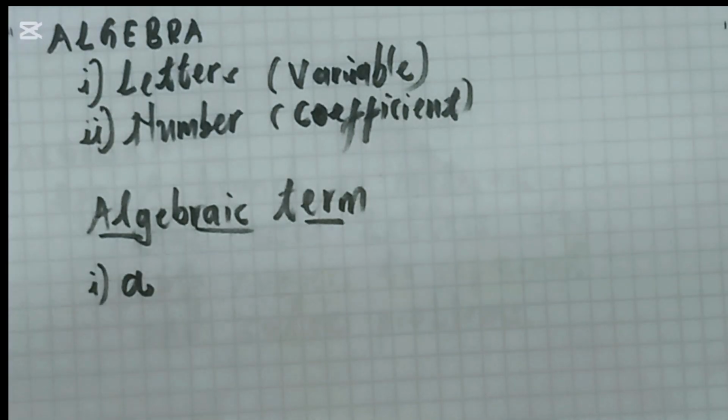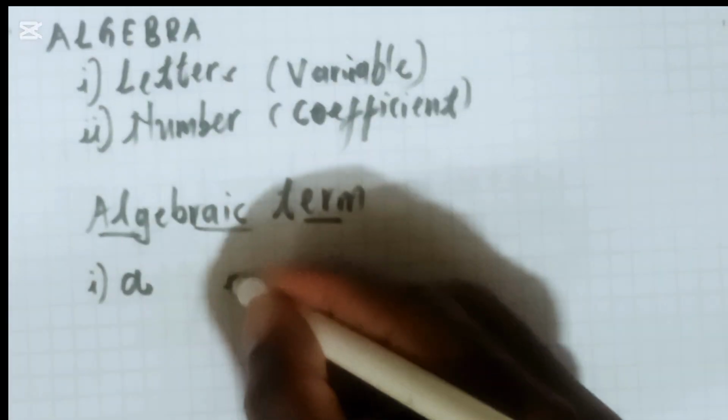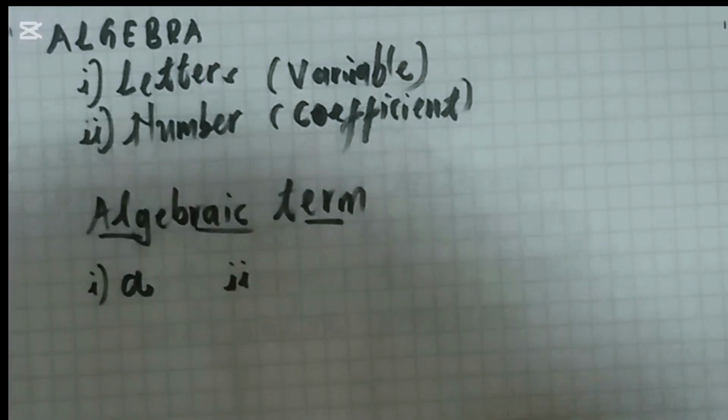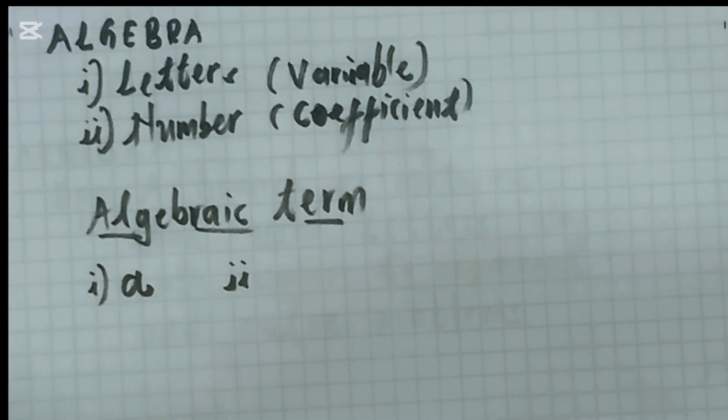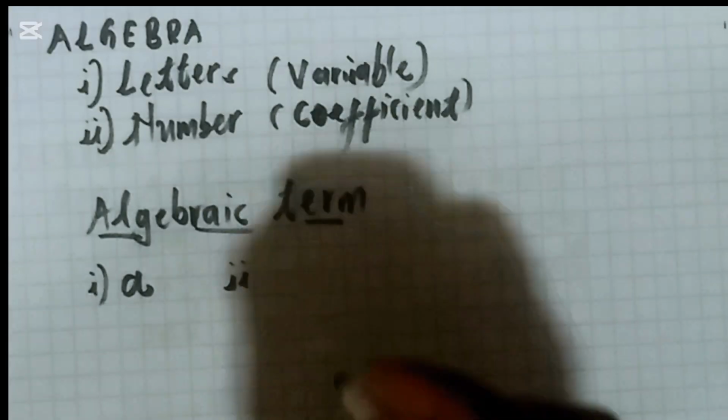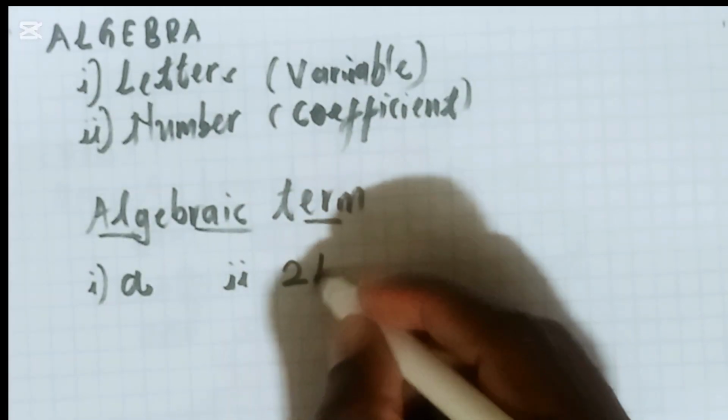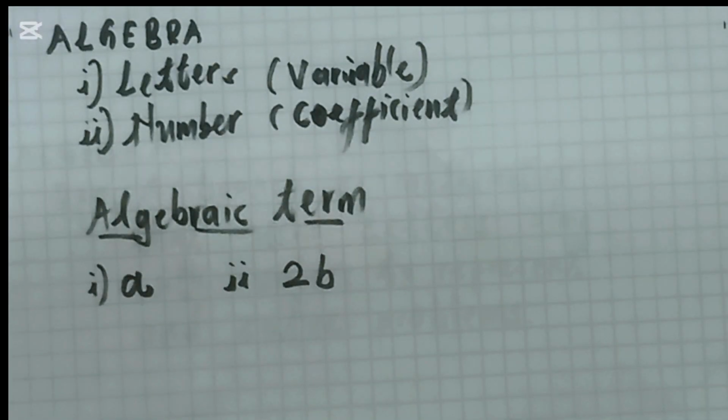Another example of an algebraic term: let's say now we use a coefficient different from 1. Remember A is a variable and the coefficient there is 1. So we can talk of 2b, where 2 is the coefficient and b is the variable. So when we talk about what algebra really is, it's a branch of mathematics that uses letters and numbers, or what we now know as algebraic terms, to represent and solve mathematical problems.